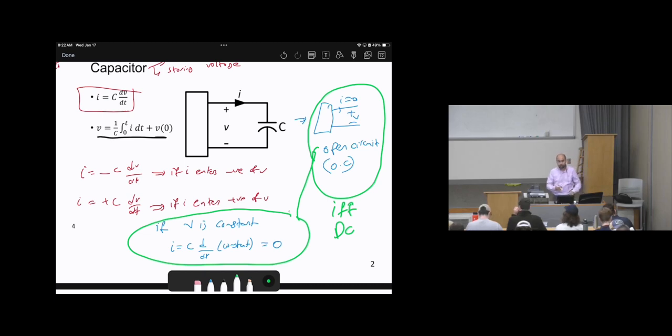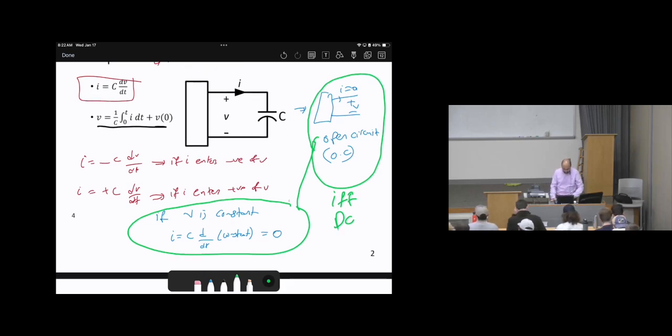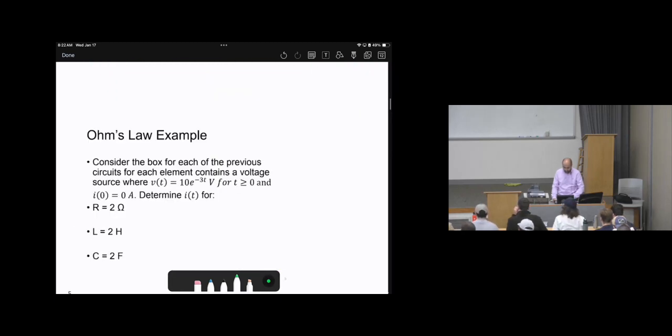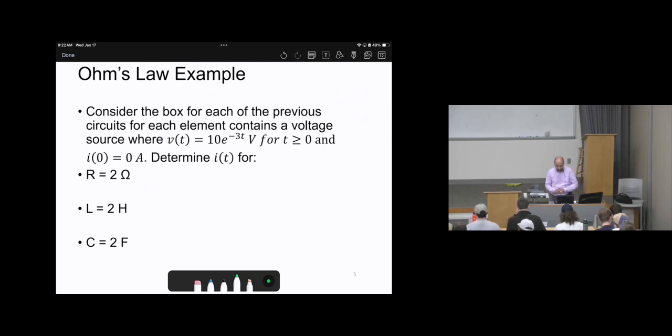Just replace it. Then you don't need to apply the formula I equals C dV by dt or V equal L di by dt because it's DC. And again, DC means constant voltage, constant current. Any question on capacitor, inductor, resistor? Okay. Let's see an example here.